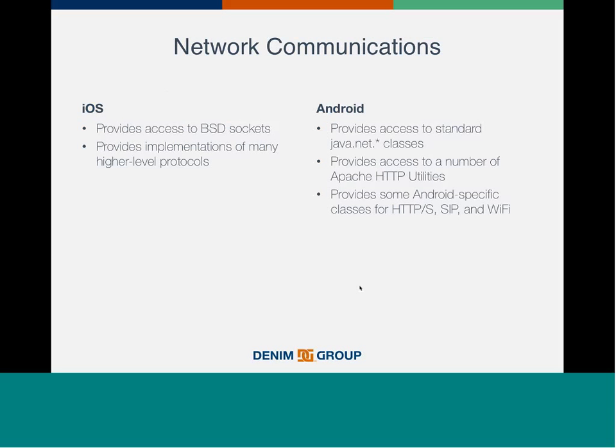Again, from a network communication standpoint, iOS provides access to things like BSD sockets as well as implementations of many higher-level protocols. They make those libraries available, and so you can do that type of communication. In an Android environment, they provide access to your standard Java.NET classes, as well as native access to a number of HTTP utilities, and they also have Android-specific classes for things like HTTPS, SIP, communicating over Wi-Fi. And so you can drill into and understand the capabilities that are available for talking over the network.